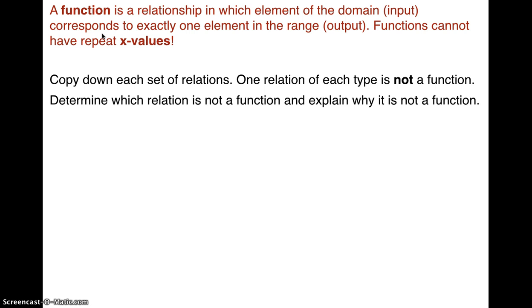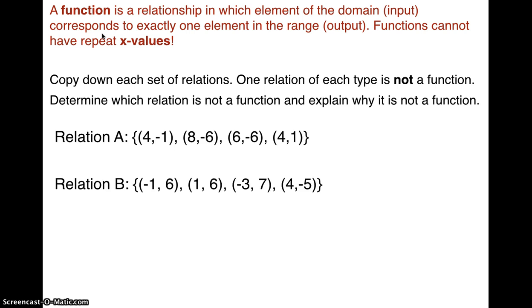A function is a very specific type of relationship. And in order for a relation to be a function, the elements of the domain, so those are the input values, correspond with exactly one element of the range. So those are output values. So what that means is a function cannot have any repeat x values.